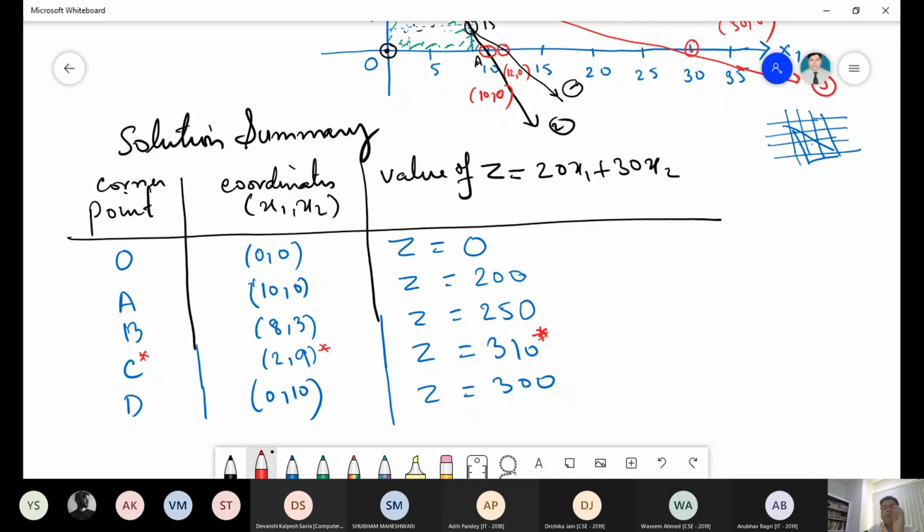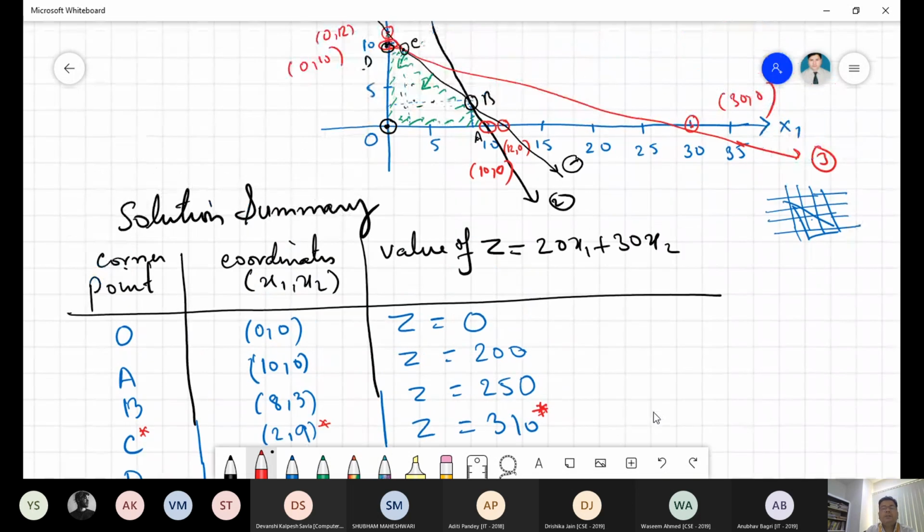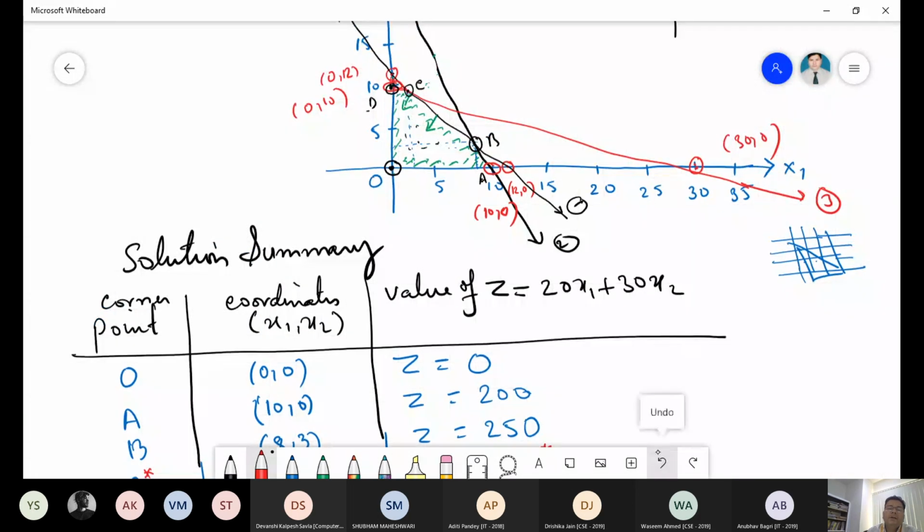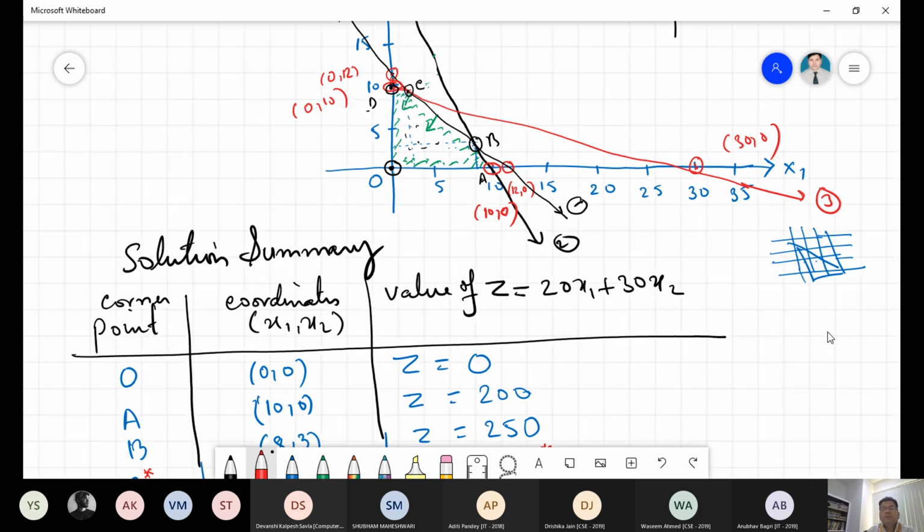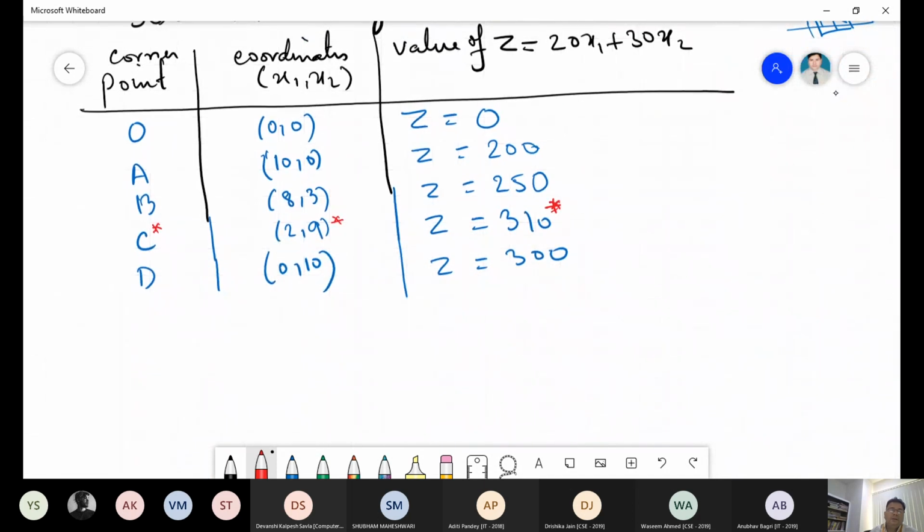That means this corner point C, there are so many feasible solutions, but there is one point C that will optimize your objective function, so we call it the optimum solution.